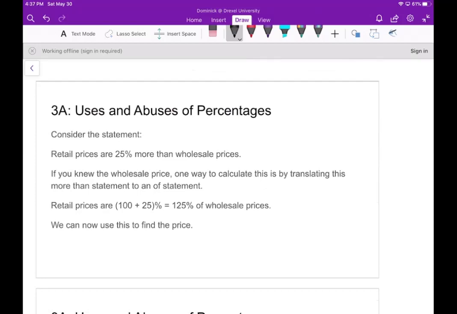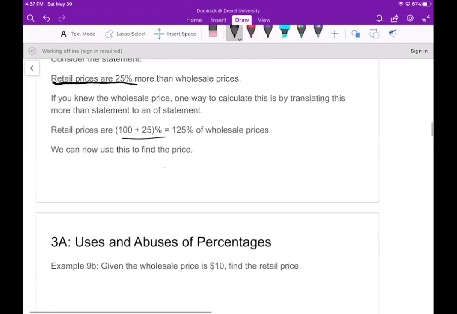Okay. Now, the next thing that we'll talk about is, we're going to come back to the percent more, percent less than, right? So let's consider the statement that if we have retail prices being 25% more than wholesale prices, okay? Now, if we knew the wholesale price, we could find the retail price by taking 125% of the wholesale price, right? And that's sort of what we're going to do here.